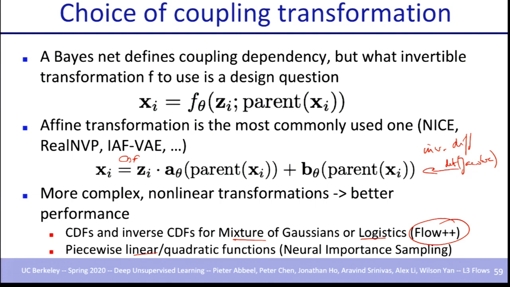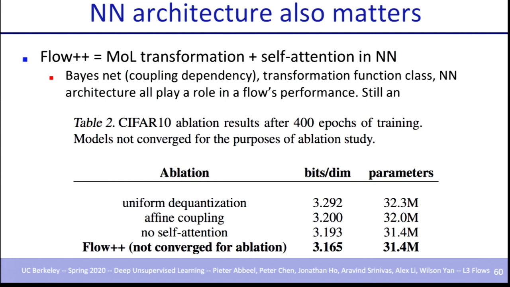So the Flow++ paper doesn't just do mixture of logistics, it also adds self-attention in the neural network. And so when you look at the bits per dim, which is again the metric for how well you fit the data, but of course it's evaluated on test data, not training data. So what's your bits per dim on the test data? The Flow++ has better bits per dim, lower is better, than if you do the ablation without self-attention, than if you compare with just using affine coupling rather than introducing a mixture of logistics in the coupling layers. And this thing we'll cover in a moment why that matters.